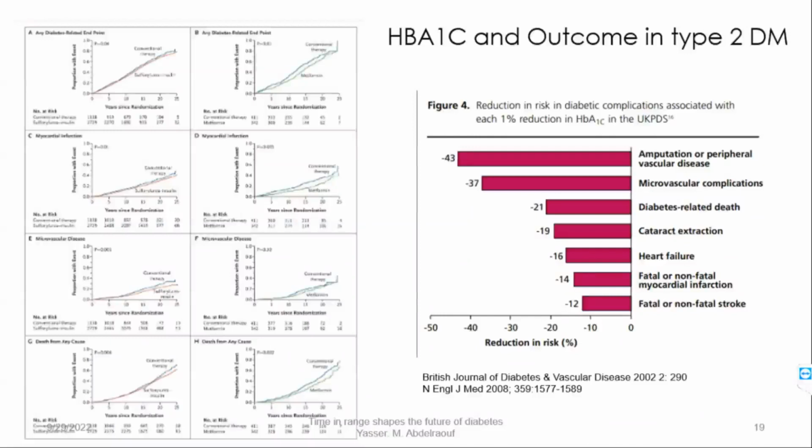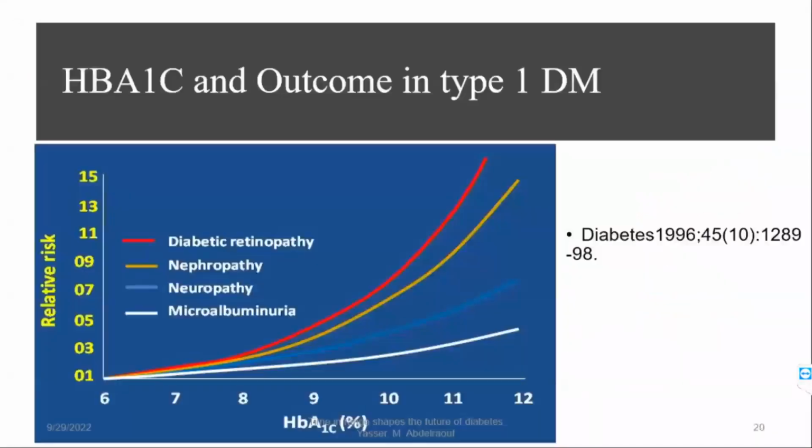Reduction of hemoglobin A1C by 1% resulted in significant reduction of microvascular complications, amputation, and numerical improvement in fatal and non-fatal stroke and myocardial infarction. The same was shown by the DCCT trial, in which hemoglobin A1C reduction improves the microvascular outcome.